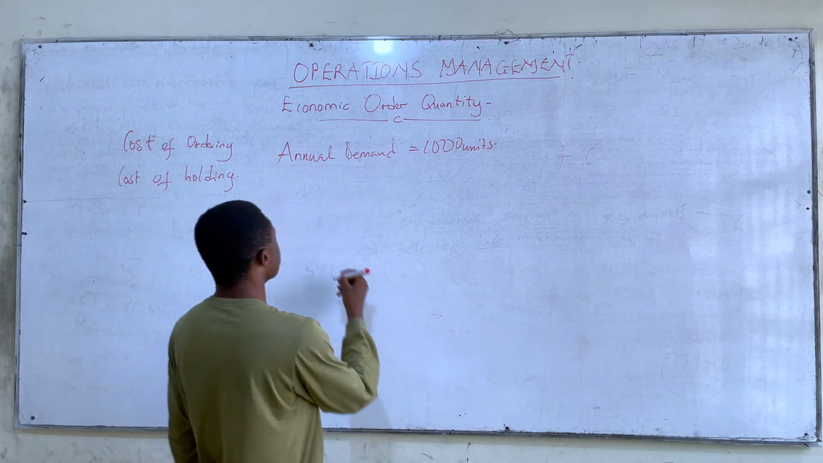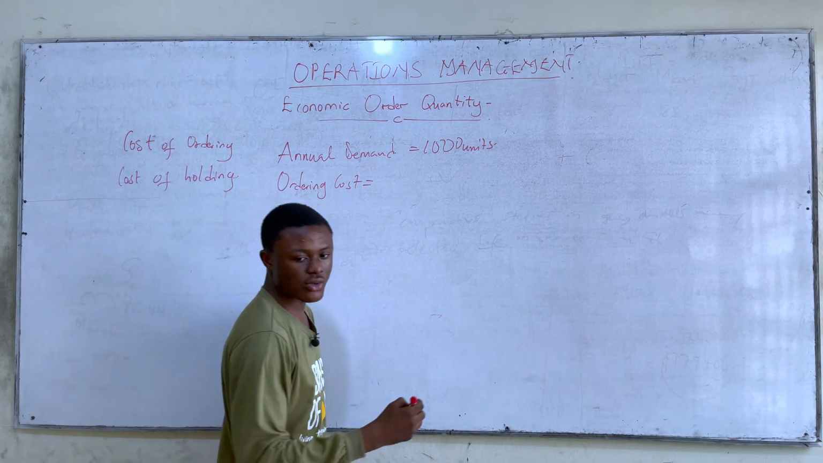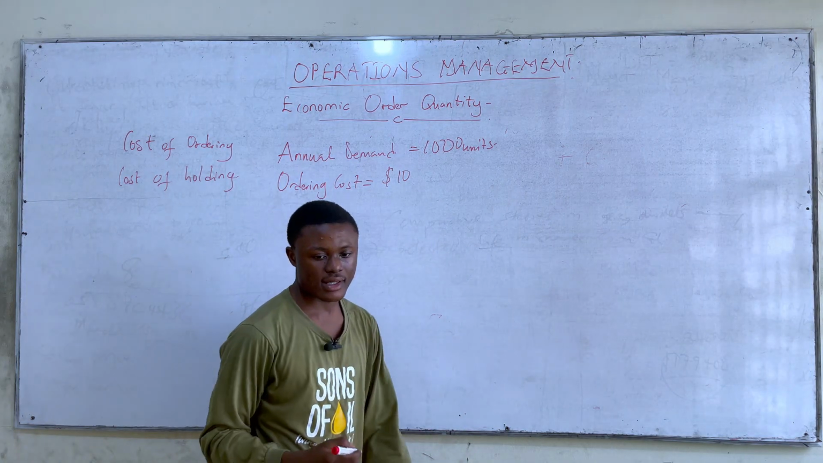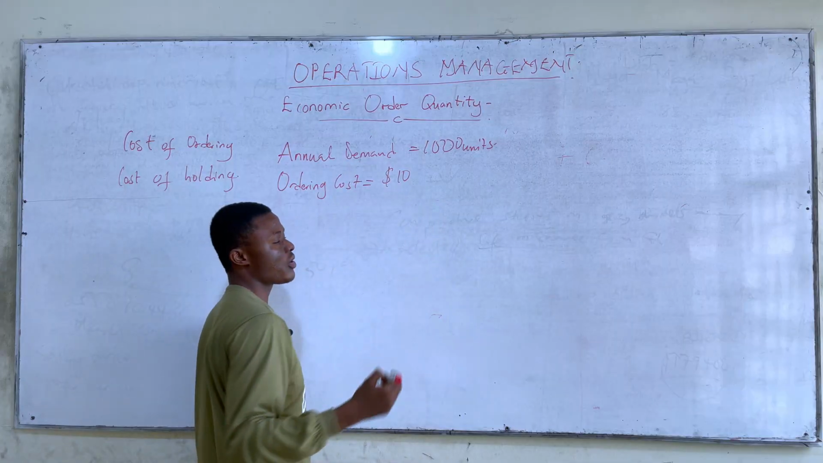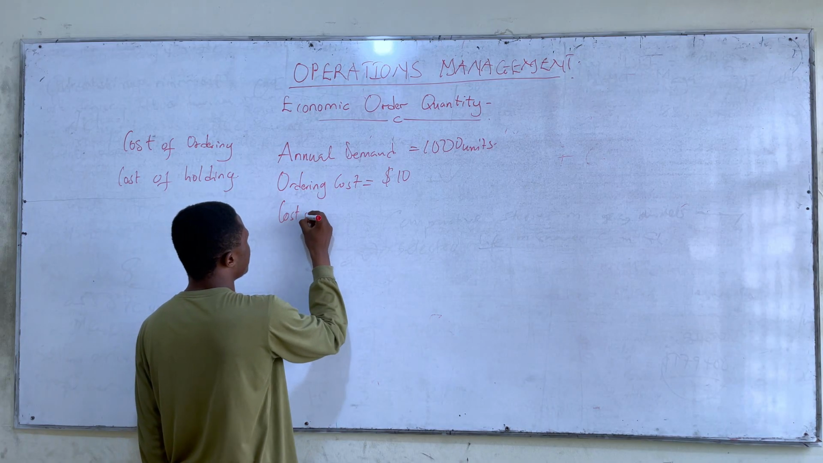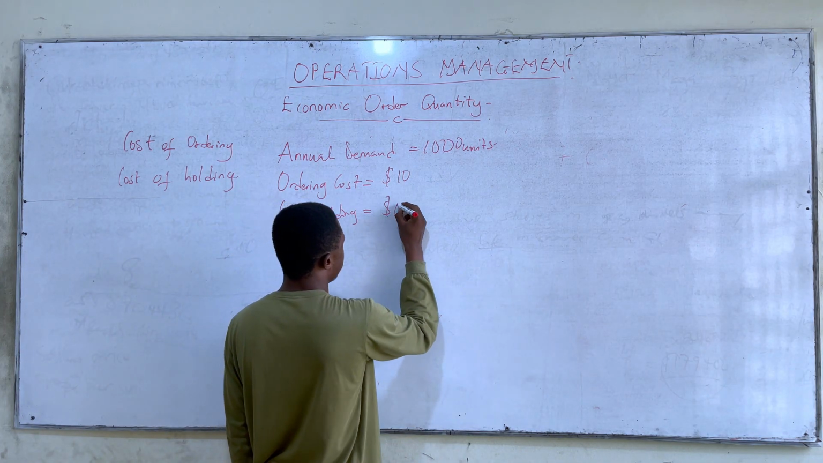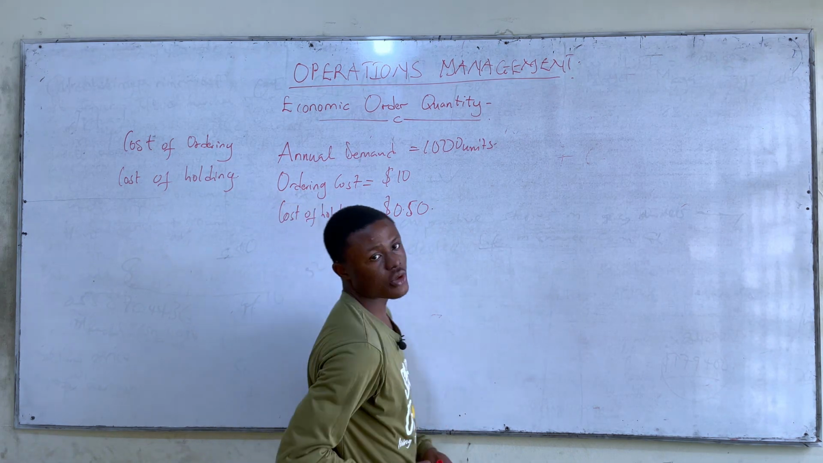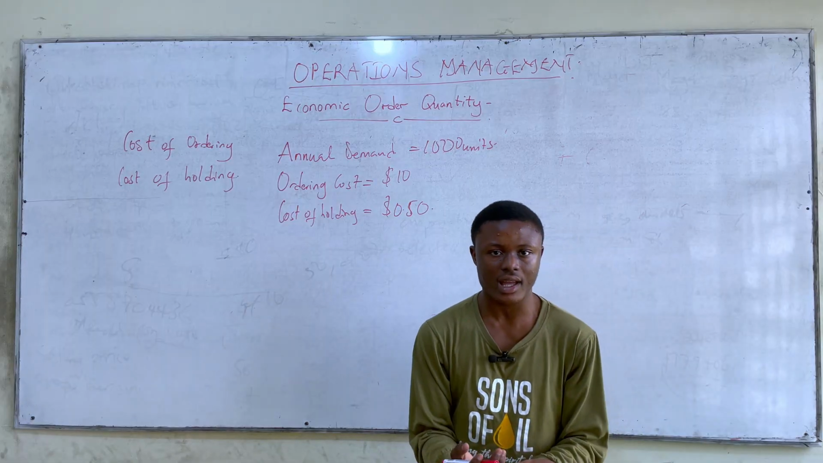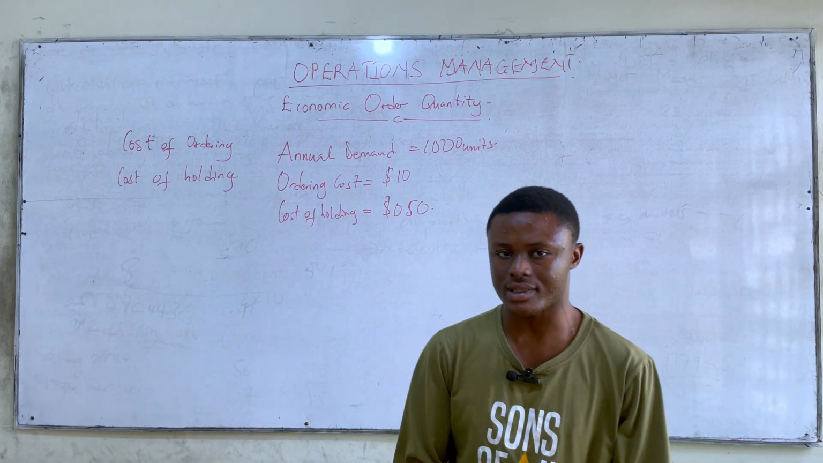And then given that our ordering cost per unit is equal to $10 per order. So our ordering cost is $10 per order. And then our average carrying cost, which is our cost of holding, is $0.50. Are we good? Great. So here the question says, let us find the optimum quantity to order. So here we are finding our EOQ, which is our economic order quantity.